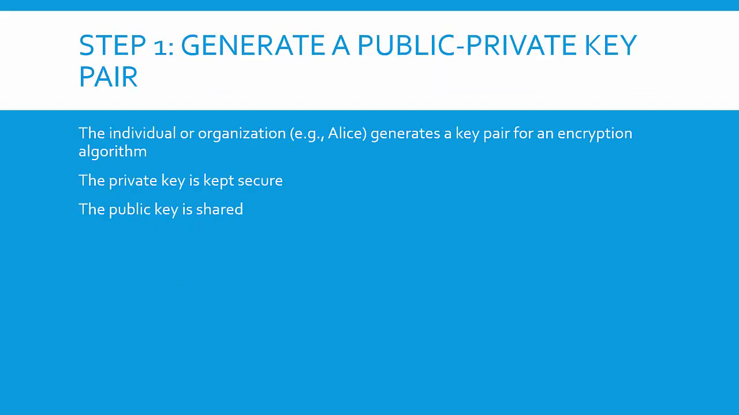In the first step, the individual or organization, let's say Alice, generates a public-private key pair. The private key is kept secure while the public key is made available. This key pair is essential for encryption and secure communication.